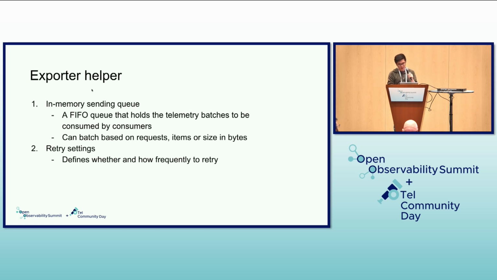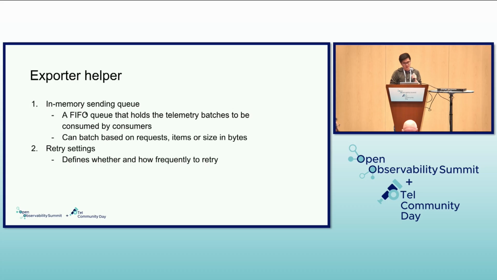So the exporter helper consists of a few configurations. By default, the exporter helper uses an in-memory FIFO sending queue. This queue holds the telemetry batches to be consumed by the consumers in each exporter. You can configure this queue to batch based on either the request, or the items in each request, or even the byte size, although the items and byte size configuration is still experimental.